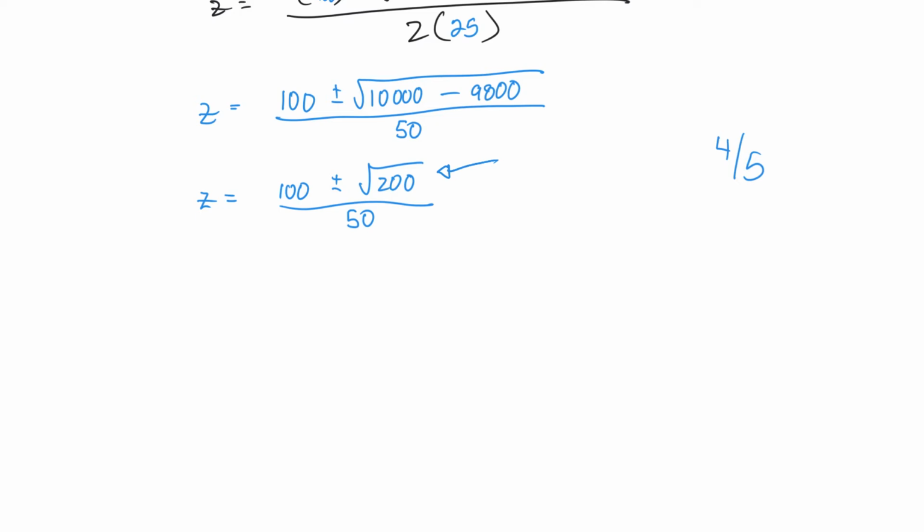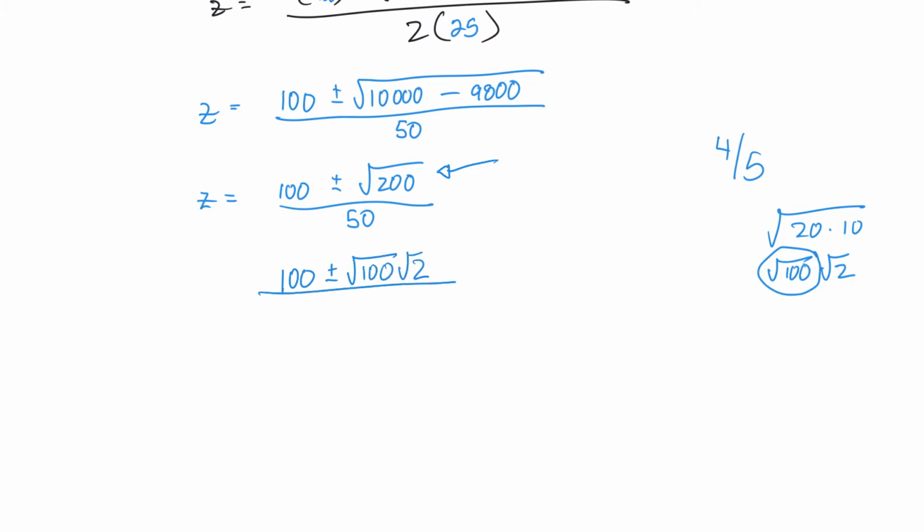Like I could say that 200, say, is 20 times 10. But I can't take the square root of either one of those numbers evenly. But if I take 200 and say, well, that's the same as 100 times 2, I know that the square root of 100 comes out evenly, right? 10. And so that's the one that I want to use. So I'm going to rewrite this as 100 plus or minus the square root of 100 times the square root of 2, all over 50.